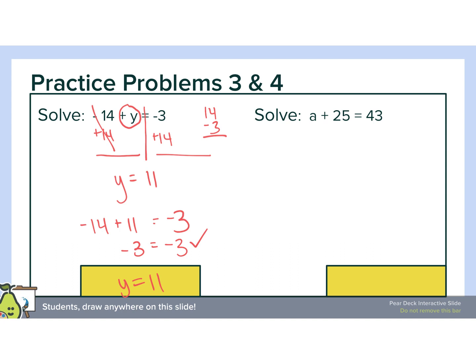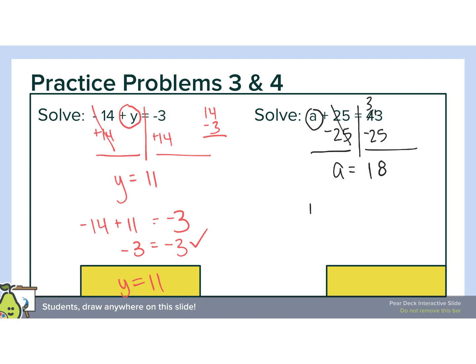Practice problem 2. Everything here is positive, so this is an addition problem. I want this a by itself. Getting rid of this positive 25 by subtracting 25 on both sides. So a equals 13 minus 5 is 8. 3 minus, so a is 18.